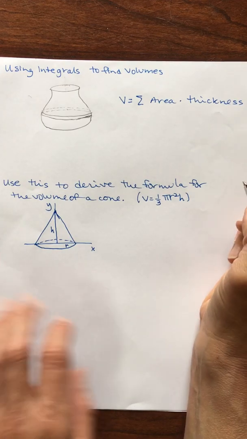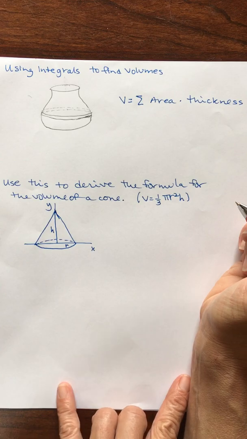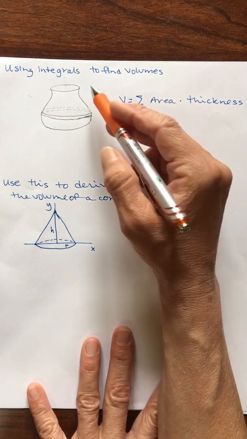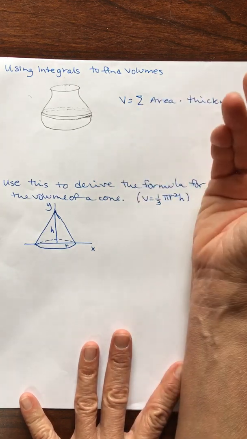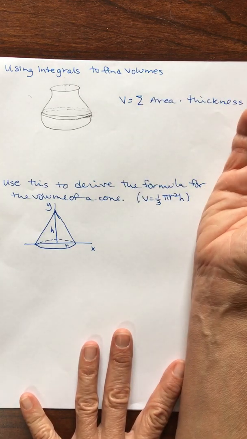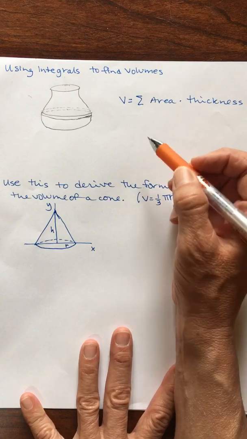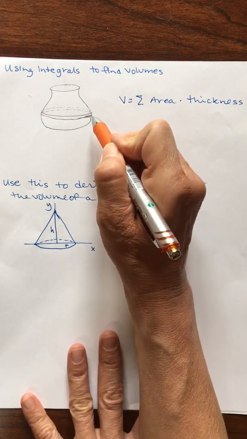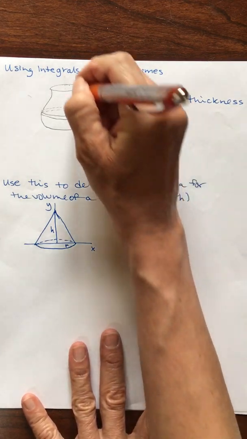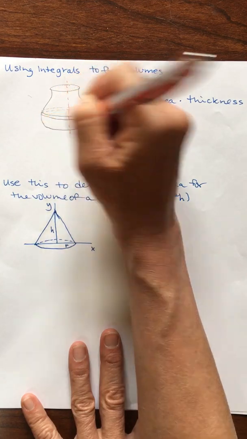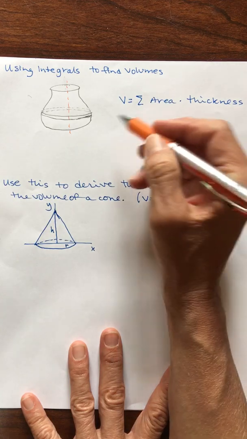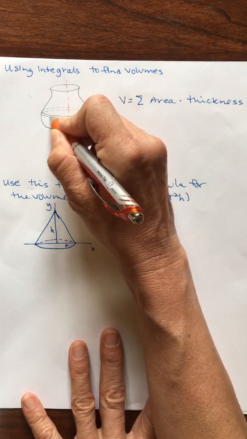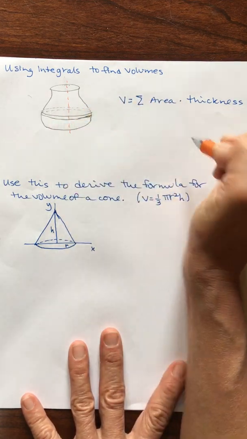So I want to talk about how we can use integrals to find volumes. I have drawn a vase-ish shape, and if we wanted to find the volume of this, there's not a straightforward formula for it. So what we do is slice it perpendicular to the axis of symmetry. Here would be my axis of symmetry. We'll do these little slices, and then we'll find the area of a cross section.